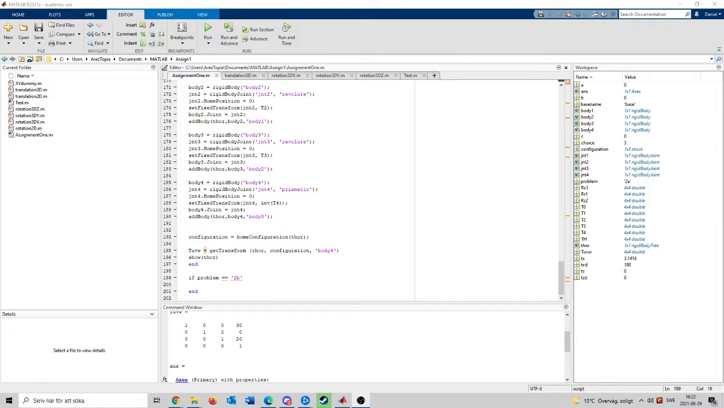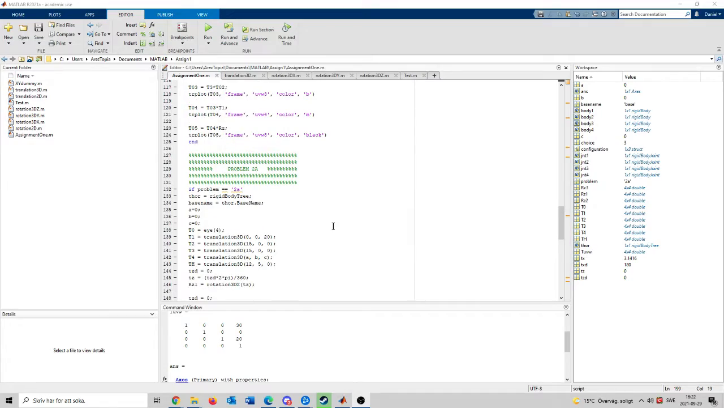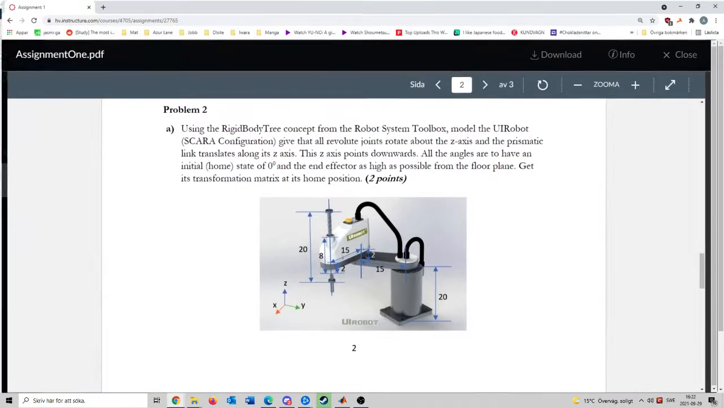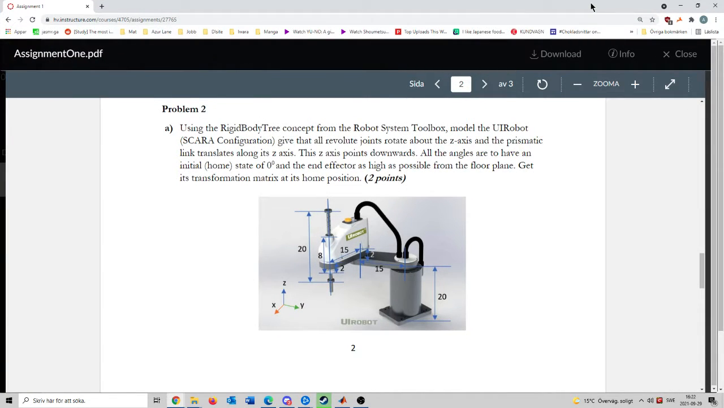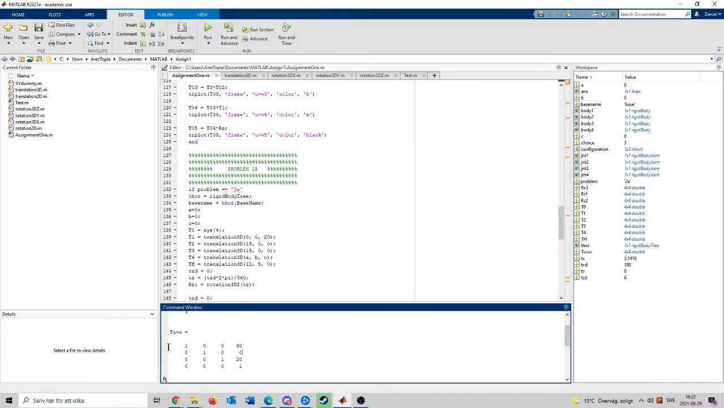First of all, this is question 2A. We're supposed to get the home matrix for the given robot for the assignment. I have gotten a home matrix, as you can see here.